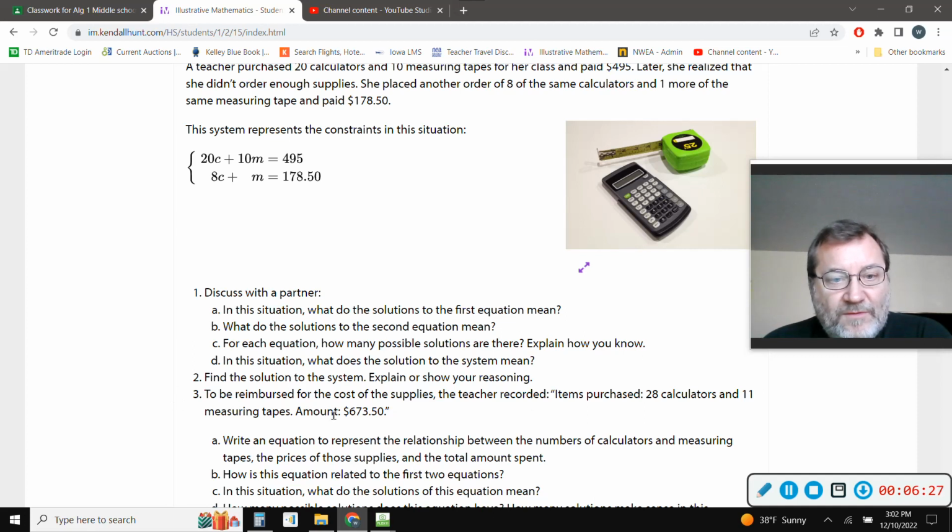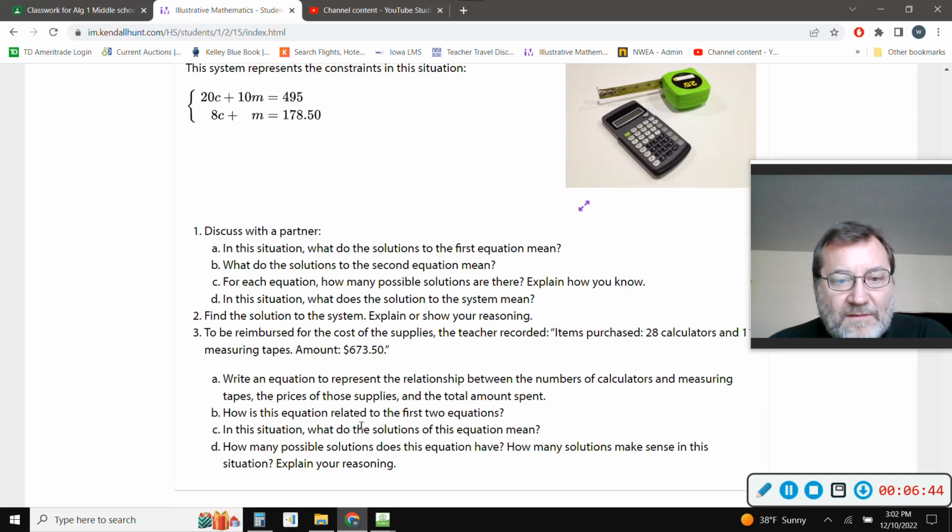To be reimbursed for the cost of the supplies, the teacher records the items as 28 calculators and 11 measuring tapes, amount 673.50. And of course, if you add 495 and 178.50, you do come up with 673.50. Right? So now they go back down here and they want to write all the answers here. So we're going to go through.